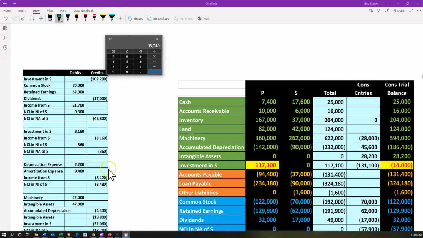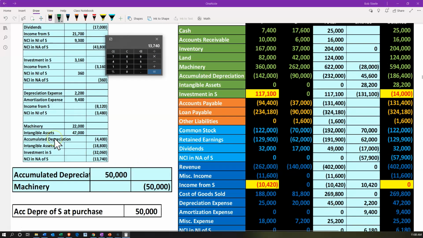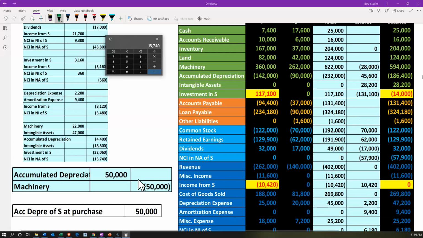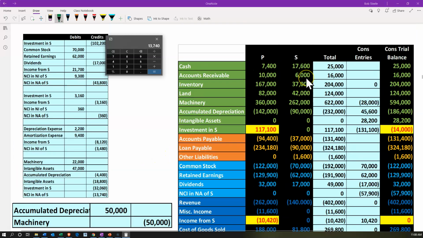Okay, scrolling down, this is what we have thus far. These are the journal entries we've done thus far. Here's the current one we are working on. This one isn't a new one. We said the accumulated depreciation of S at purchase was 50,000. So if we looked at S's books 2 years ago at the time of purchase, this accumulated depreciation was 50,000.